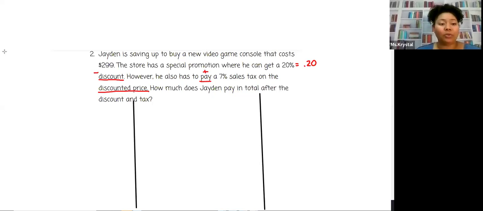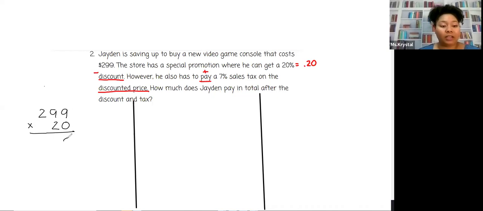So we know that that 299 is going to be our original cost, okay? That 299, we need to find out what is 20% of 299. So remember, that's 299, and I'm sorry, my pen is so slow, times the 0.20, and we're just taking out the decimal, and it's just going to be 20. Okay, so 299 times 20.